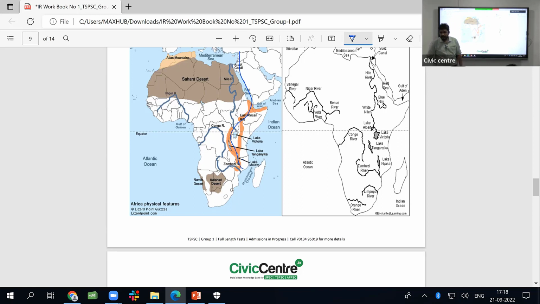Now tell me the nations which are sharing a border with Lake Victoria. How many nations are sharing? 3 or 4? 3. Tell me. Uganda, Kenya? Yes. Only 3.